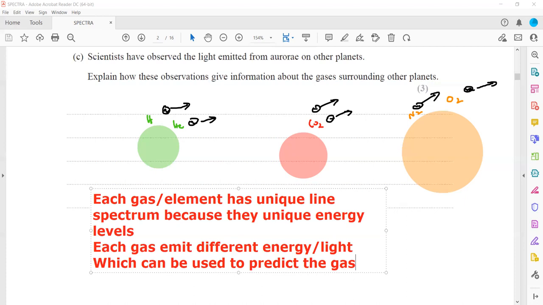Is it clear how scientists, when they observe the light emitted from different planets, can conclude the composition of the planet, the elements which are present on the planet?